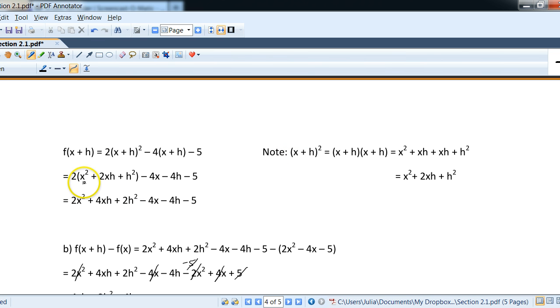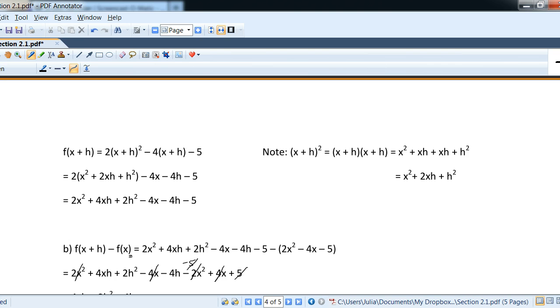Basically, it's the first term squared, x squared, plus twice their product, 2xh, plus the last term squared, which is h squared. Then we can distribute the 4: minus 4x minus 4h minus 5. So note how we're going to get 6 terms in the final answer. Then what we want to do is find f of x plus h minus f of x. Subtract the original function, so quite a few terms would actually cancel.